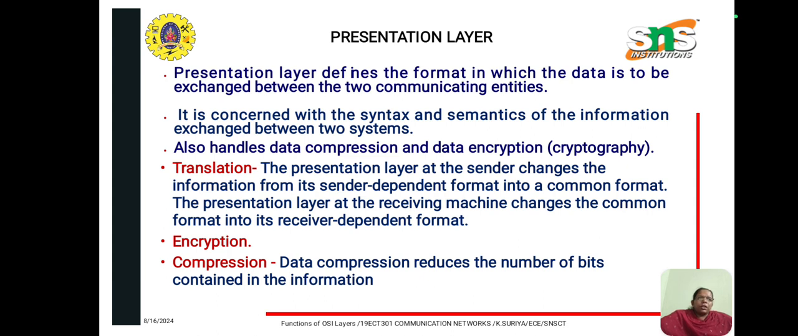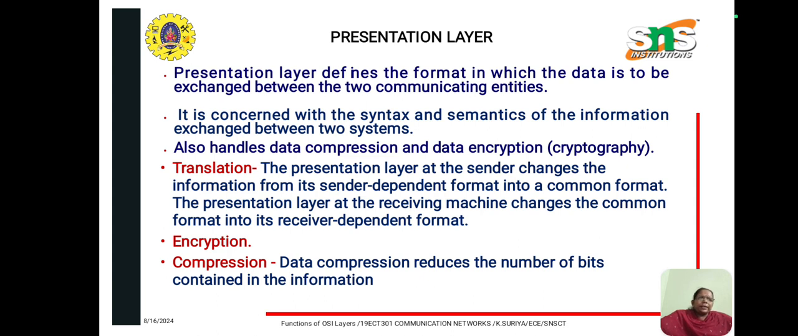Because different computers use different encoding systems, the presentation layer is responsible for interoperability between these different encoding methods. The presentation layer at the sender changes the information from its sender-dependent format into a common format. The presentation layer at the receiving machine changes the common format into its receiver-dependent format.